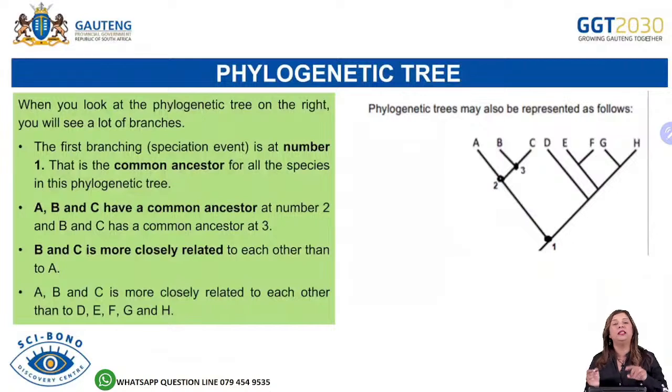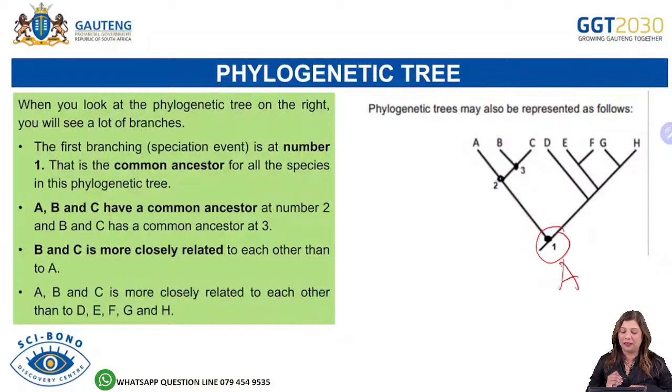And remember, when we did evolutionary evidence, we said the organisms with the least amount of differences are more closely related. So the speciation is actually based on that. So there we have it. The first branching, that is your common ancestor. And then the common ancestor for all the organisms is in the phylogenetic tree.